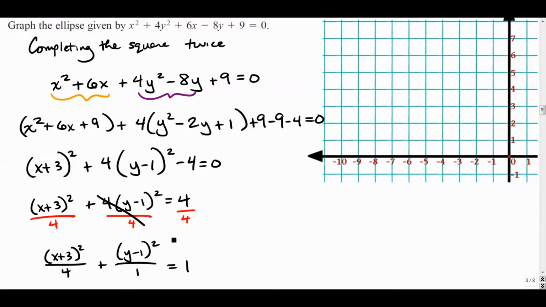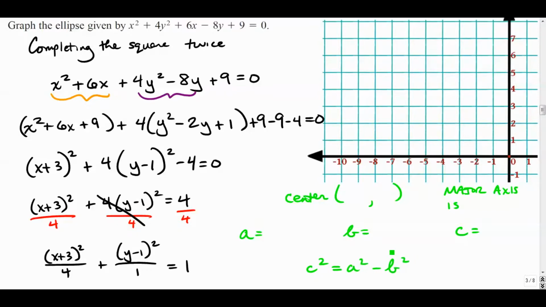Alright, so that's our nice format, our standard form of the ellipse, and from there we can start pulling out our center, and we can talk about our major axis, which way it's facing, either horizontal or vertical. And we can also get our A value, our B value, and our C value. Remember, the relationship between A, B, and C from our first video is that C squared is equal to A squared minus B squared.